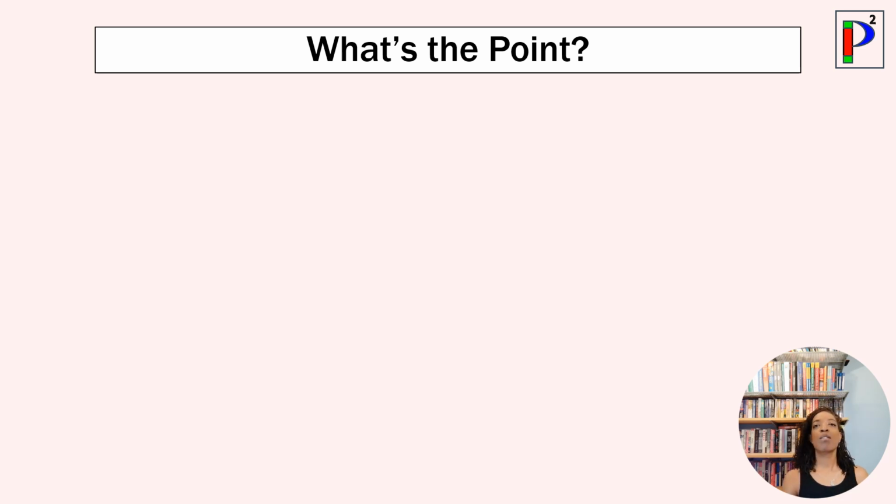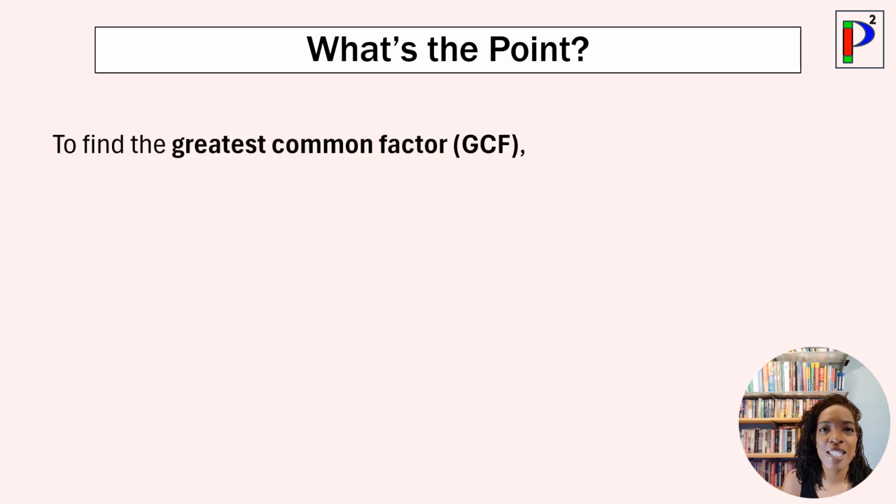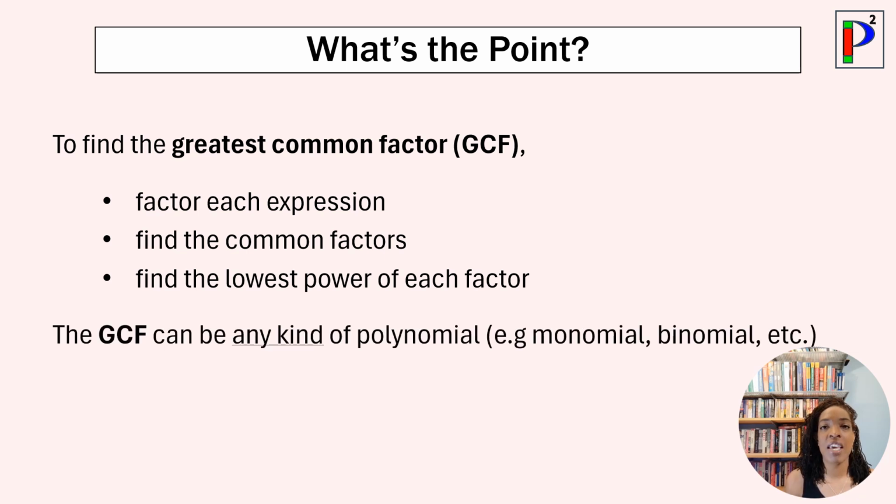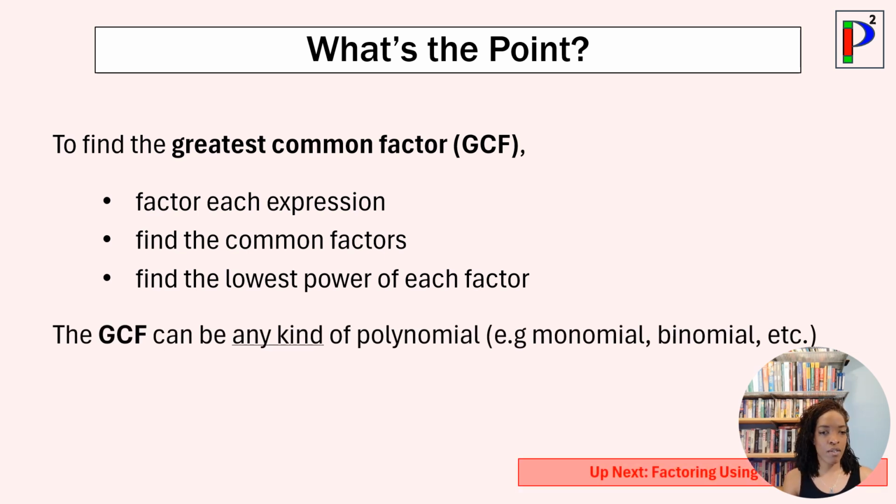All right, what's the point? To find the greatest common factor, we factor our expressions, we find the common factors, the shared factors, and then we find the lowest power of each of those factors. And the GCF can be any kind of polynomial, a monomial, binomial, etc. That's it.